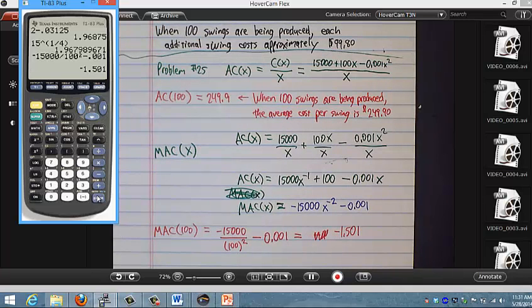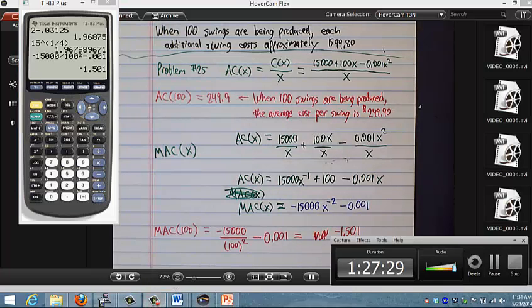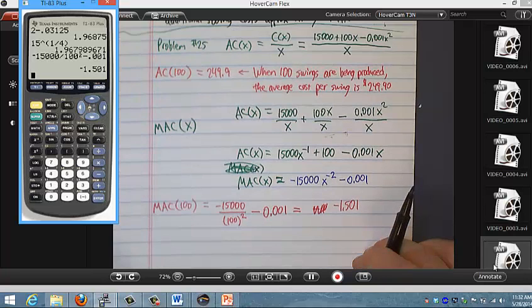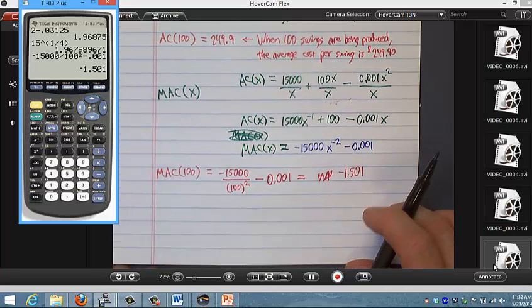Interpretation. Let's see if you guys can do that. Talk to each other and interpret this. Negative 1.501. So yeah, remember, marginal, this is a rate of change, right? This is a derivative. So I would probably interpret it like this.